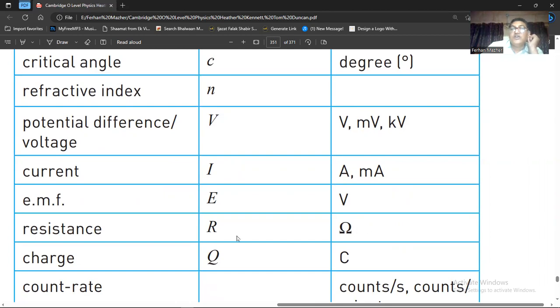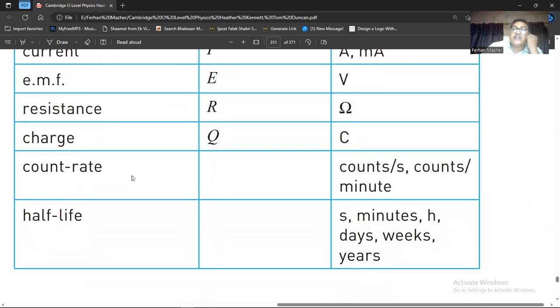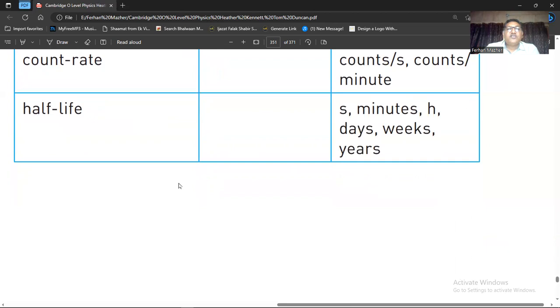This horseshoe symbol is called ohm, O-H-M. The charge is represented with the Q, and its unit is coulomb. The count rate of the radiation is in counts per second or counts per minute. And then we have the half-life. Half-life can be in seconds, minutes, hours, days, weeks, or years.